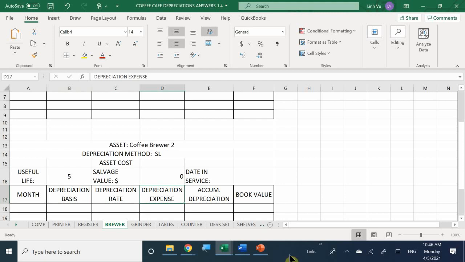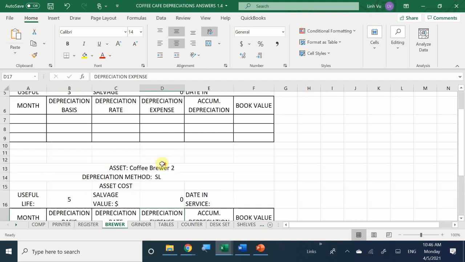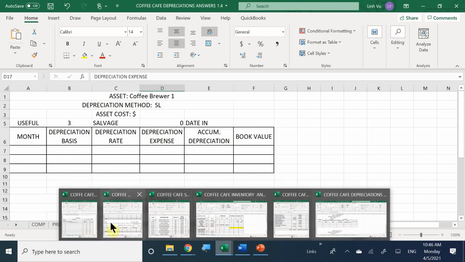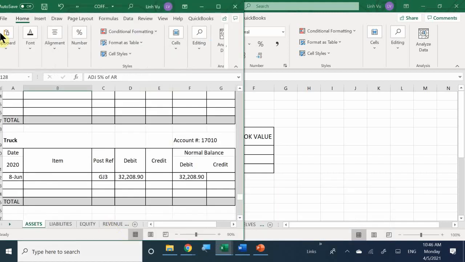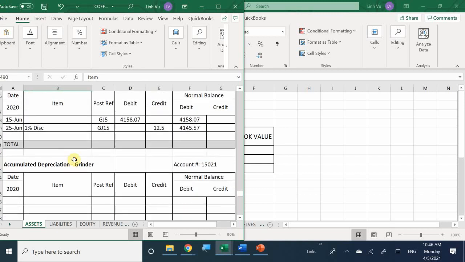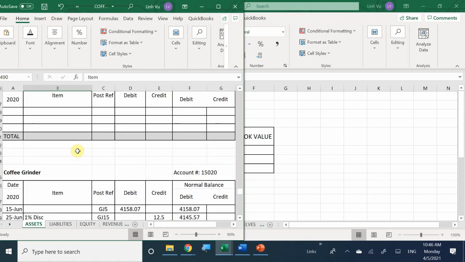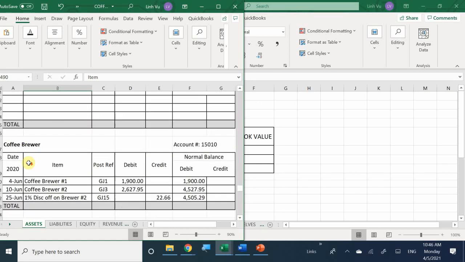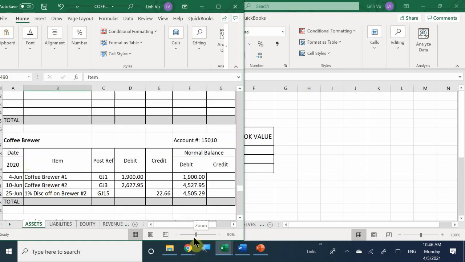However, we need to determine the asset cost and when we placed it into service. So let's go ahead and take a look at our ledger. We're going to scroll up to find our coffee brewers. It should be pretty much right there. Here you go, coffee brewer. All right. When did we purchase our first coffee brewer?